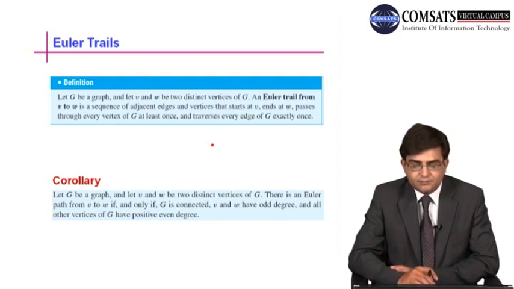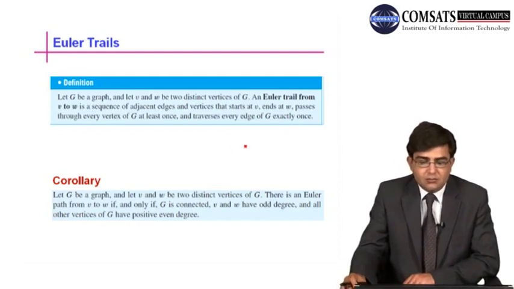And here there is a difference in the definition of Euler path from the Euler circuit. That is, the starting and ending point must have odd degree. That is, it could be 1, 3, 5, 7, anything. So the starting and ending point must have odd degree, the graph must be connected, and all other vertices except the starting and ending point must have positive even degree. That is, it could be 2, 4, 6, 8, anything.